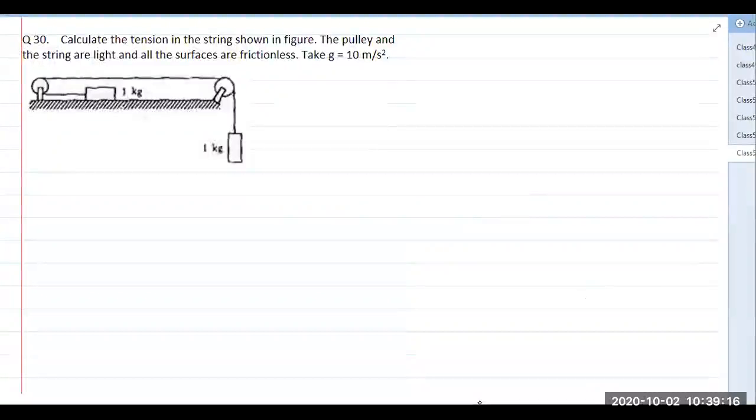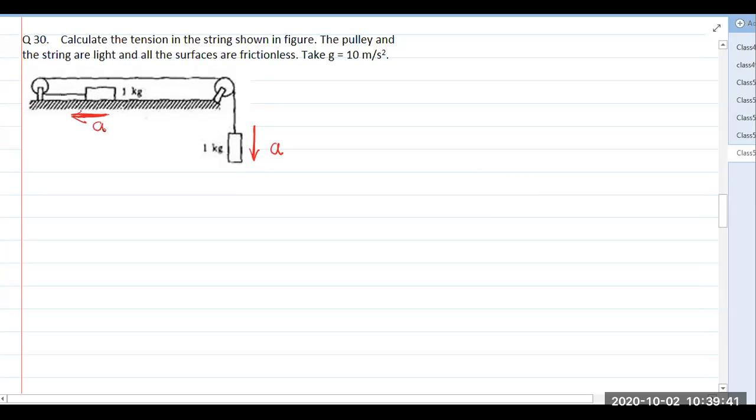Now we will solve problems which involve the concepts of constraint relation in Newton's law. If you look at this problem, it is comparatively simple. Suppose this object is coming down with acceleration a, then this object will move left with acceleration a. Why will they move with the same acceleration?